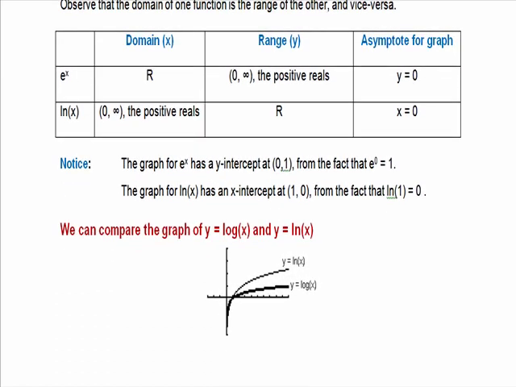One last thing, we could actually compare the graph of y equals log x and the graph of y equals natural log of x. If we do that, what you will notice is the log x does not grow as quickly. Natural log of x grows a fair amount quicker than the log x function does. But they both have the same shape, and they both contain the same vertical asymptote of x equals 0.